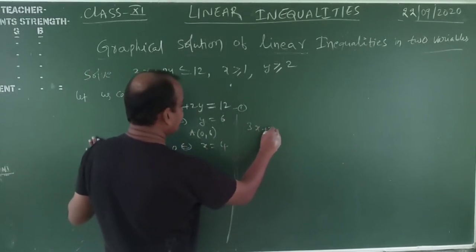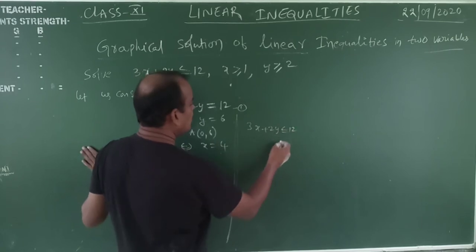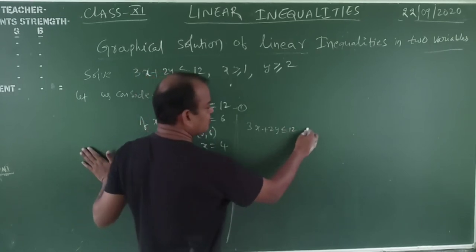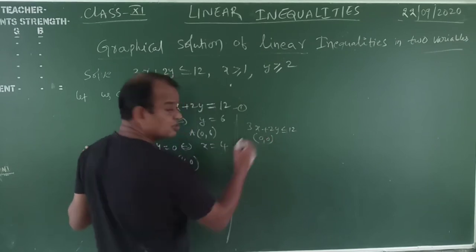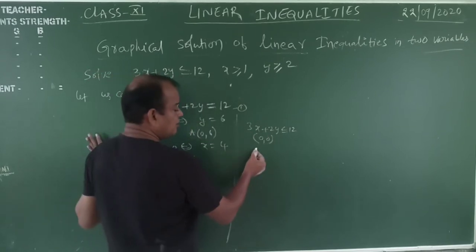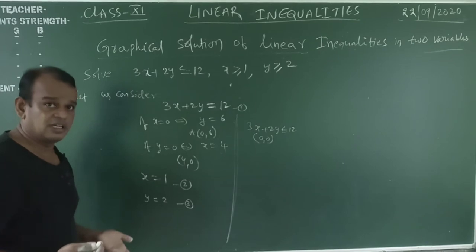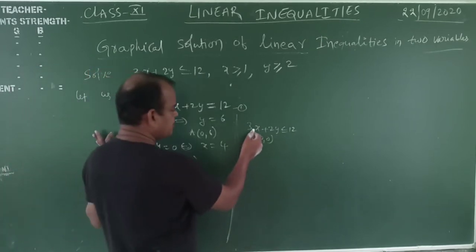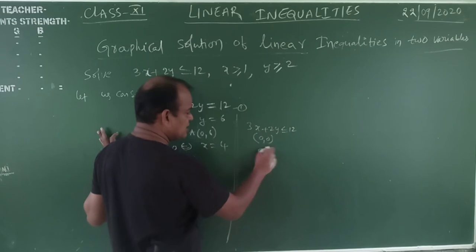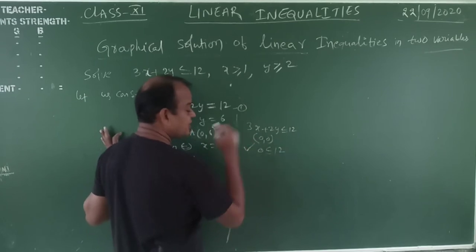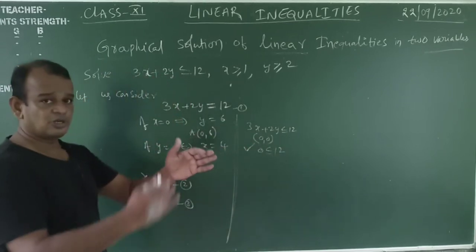3x plus 2y is less than or equal to 12. Okay, next one. Is the condition satisfied or not? Substitute 0 comma 0, which means towards the origin or above the origin region. 3 into 0, 2 into 0, 0 is less than or equal to 12. The condition is satisfied, which means this graph is 100% towards the origin.